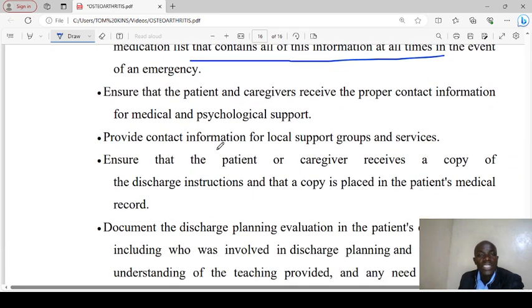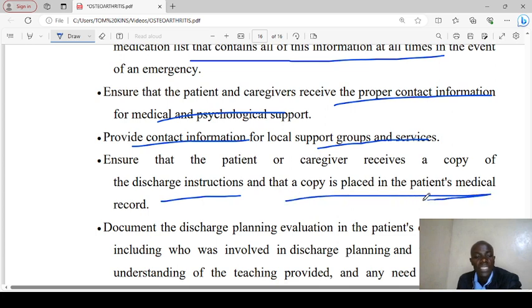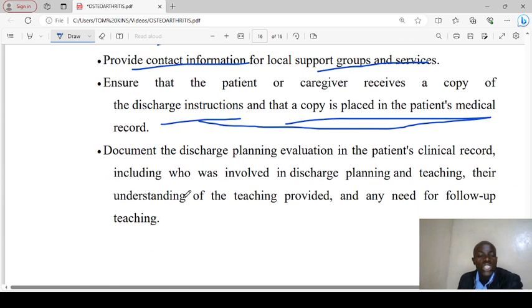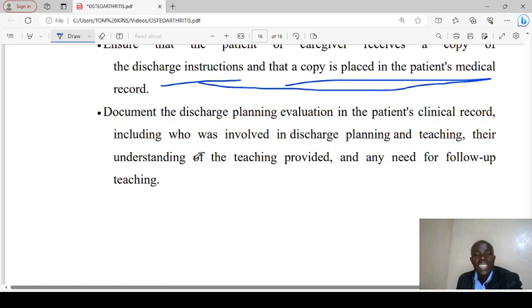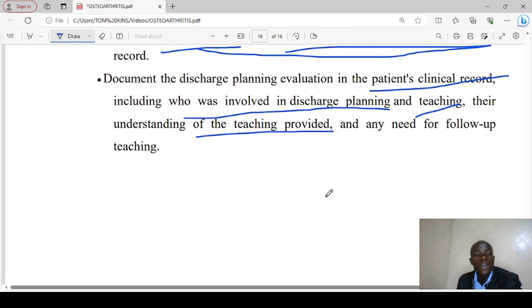Ensure that the patient and the caregivers receive proper contact information for medical and psychological support. Provide information on the local support and services. Ensure that the patient or caregiver receives a copy of the discharge instructions and a copy is placed in the patient record for reference. Lastly, you need to document the discharge planning evaluation in the patient's medical record, including who was involved in the discharge planning, the teaching, their understanding, and any need for follow-up.